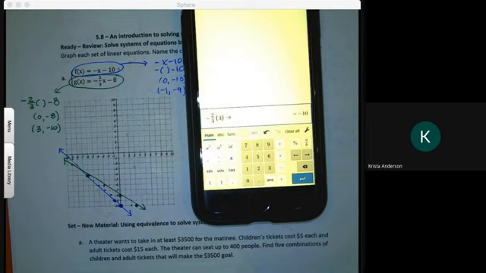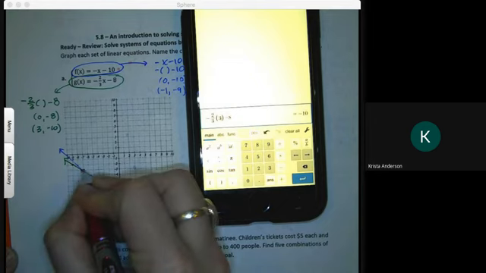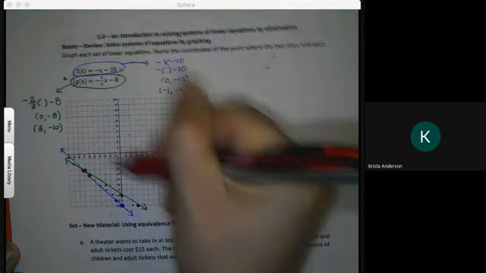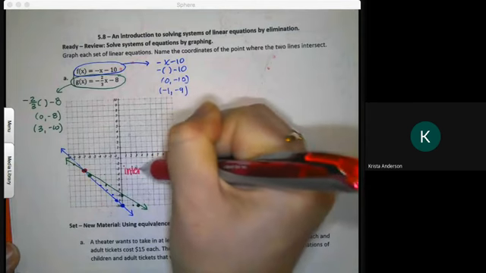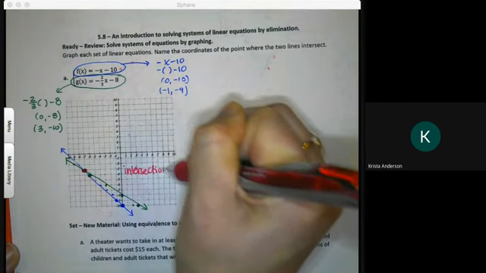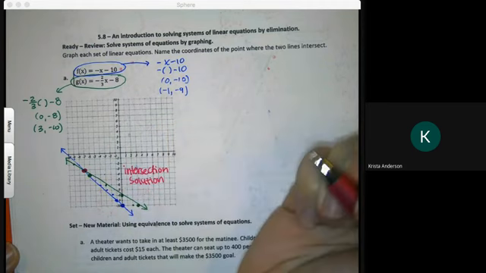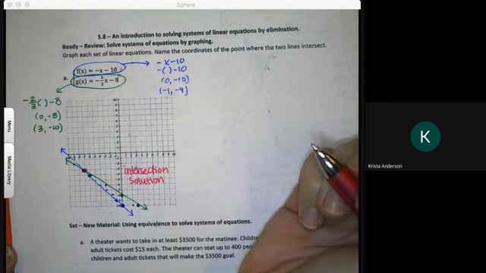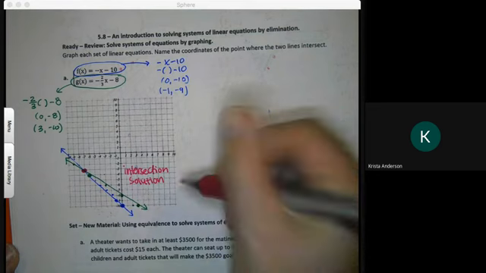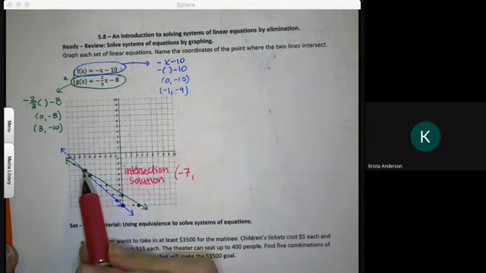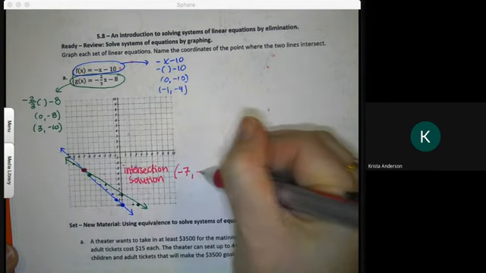It intersects right here. The intersection or solution would be at negative 7, comma, down 3.